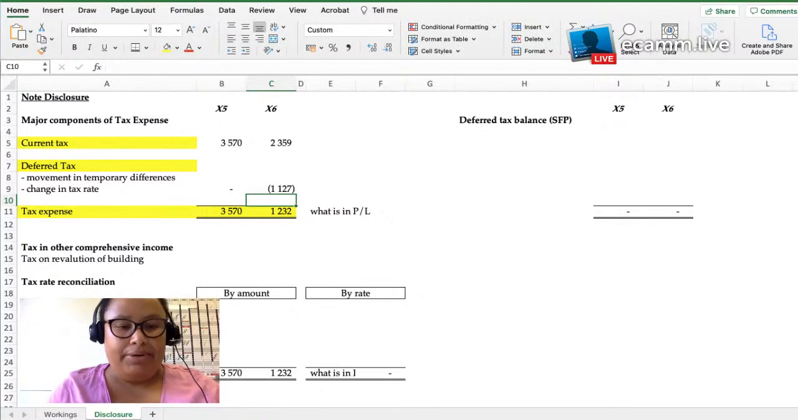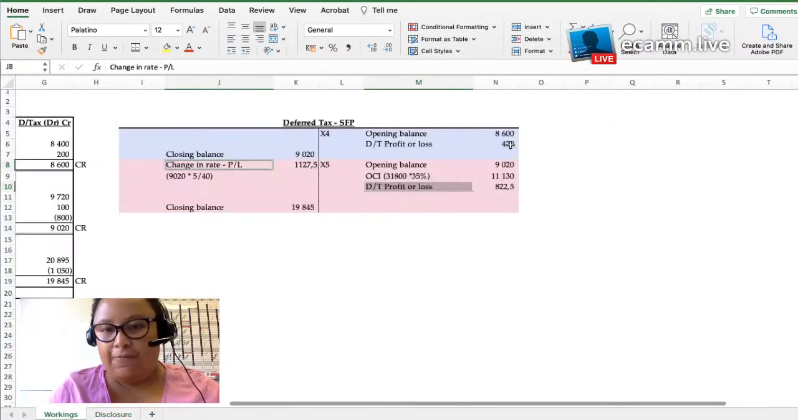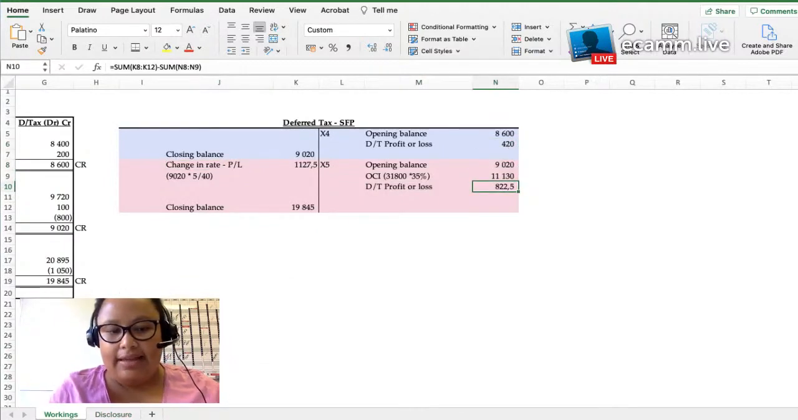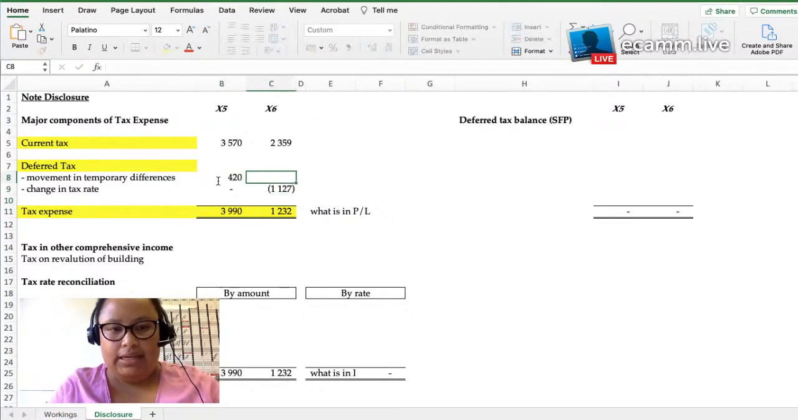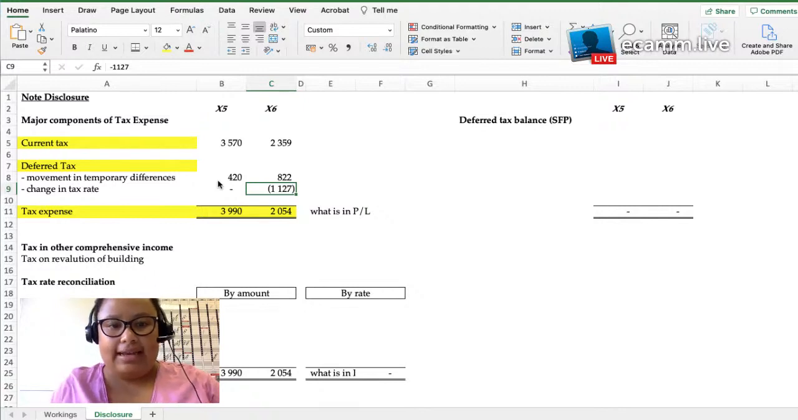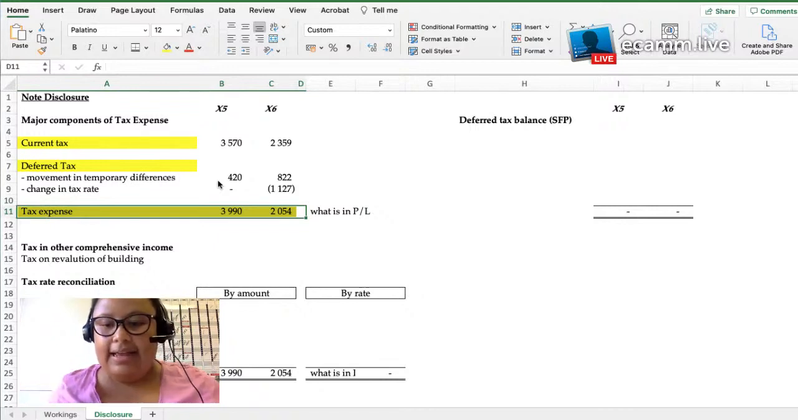Then the movement in the temporary differences, let's go look. Last year it was 420. This year it is 822. And look at that. Now we know if we were looking at the income statement, that is the tax expense that we expect to see there. It is the current tax plus the deferred tax. Any questions?